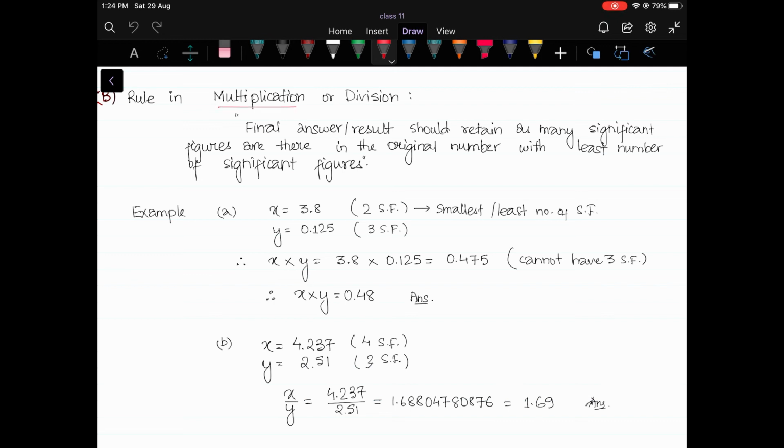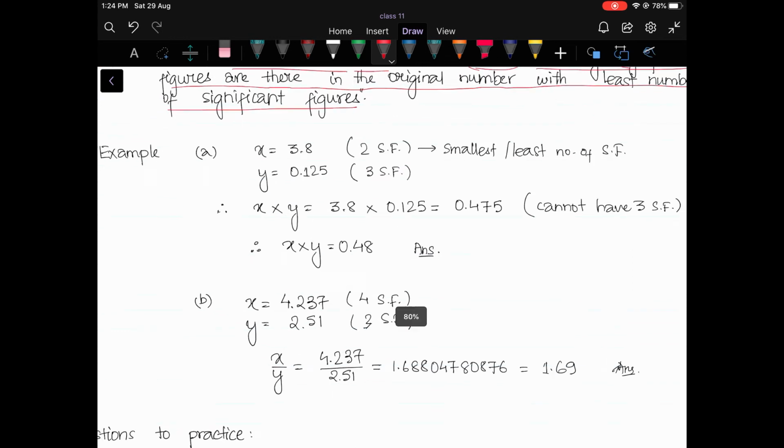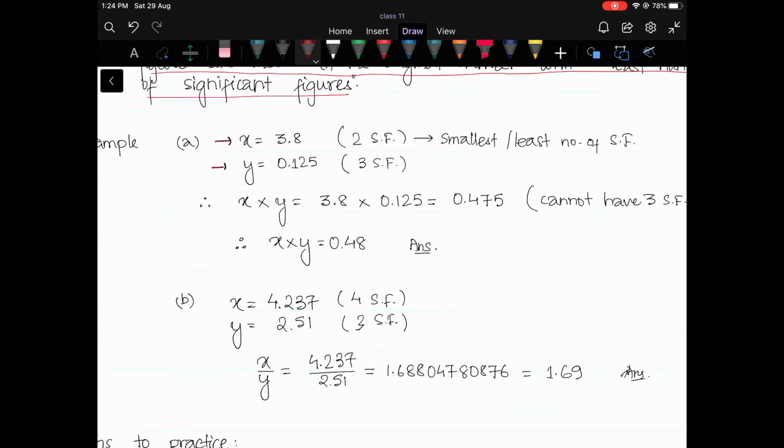However, when we talk about multiplication or division, the final answer or result should retain or contain as many significant figures as there are in the original number with the least number of significant figures. So when we talk about multiplication or division, we do not look into how many decimal places there are, but we look into the significant figures, how many are there in the original numbers that are least. For example, you have 2 numbers, x and y. In x you have 2 significant figures, 3.8, and in y you have 3 significant figures, that is 1, 2 and 5. So the smallest number of significant figures is present in this number, and that is 2 significant figures.